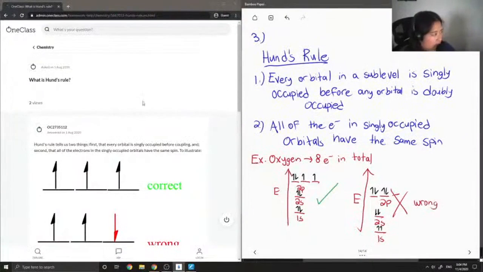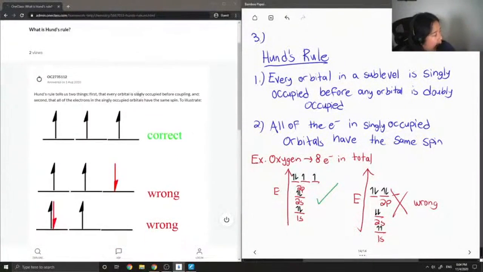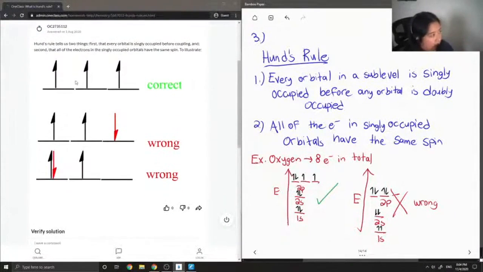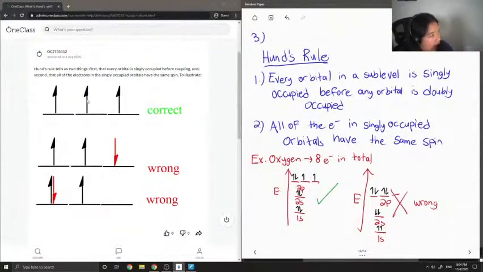Okay, so let's see what our junior tutor said. Hund's rule tells us 2 things. First, that every orbital is singly occupied before coupling, and second, that all of the electrons in the singly occupied orbitals have the same spin. To illustrate, they have the 3 electrons all pointing up, which is the correct way.